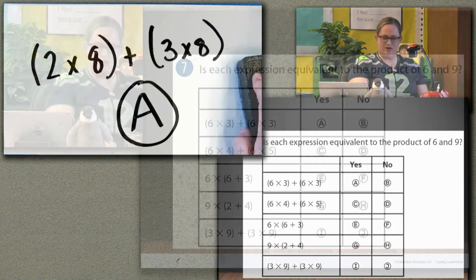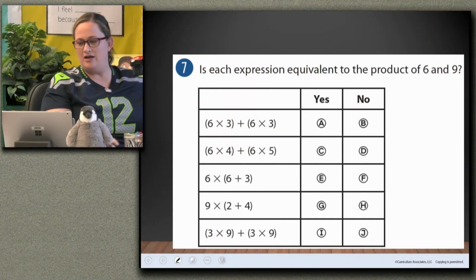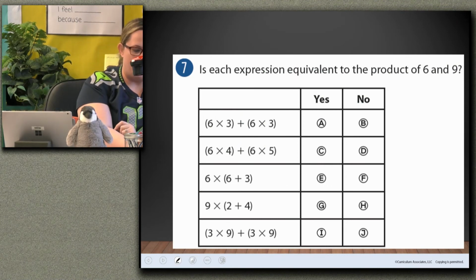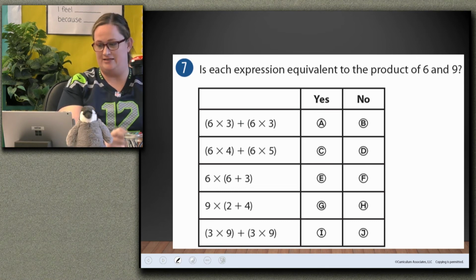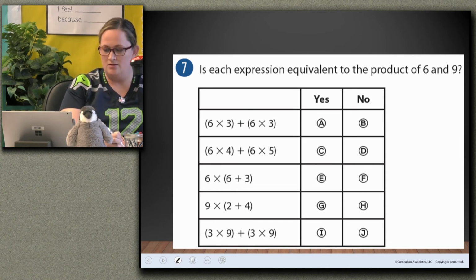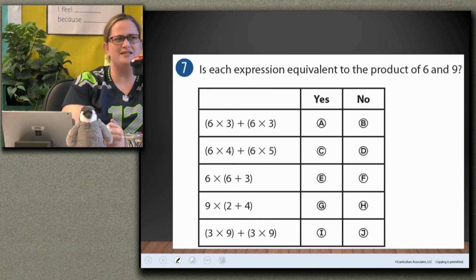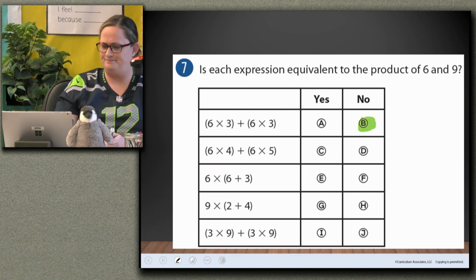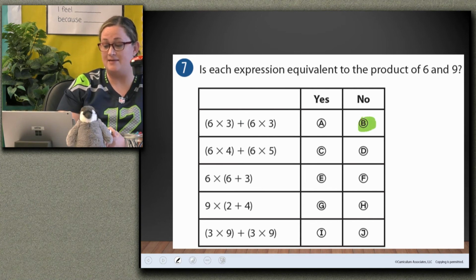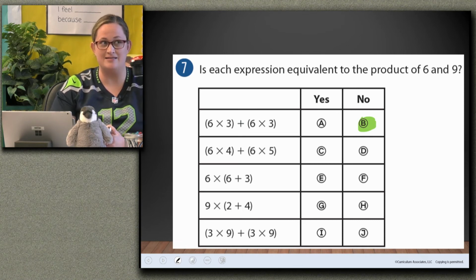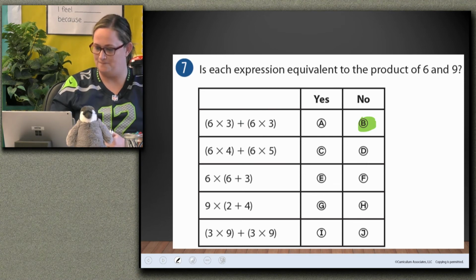Is each expression equivalent to the product of 6 and 9? That's saying if I multiply 6 times 9, do each of these expressions also equal 6 times 9? Well, we have 6 times 3 plus 6 times 3. What's 3 plus 3? 6. So that would be 6 times 6. So is that equivalent to 6 times 9? No. 6 times 4 plus 6 times 5. Well, what's 4 plus 5? 9. So is that 6 times 9? Yes.